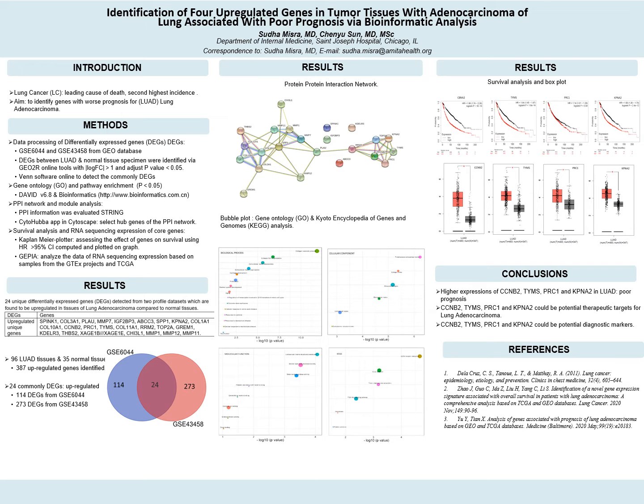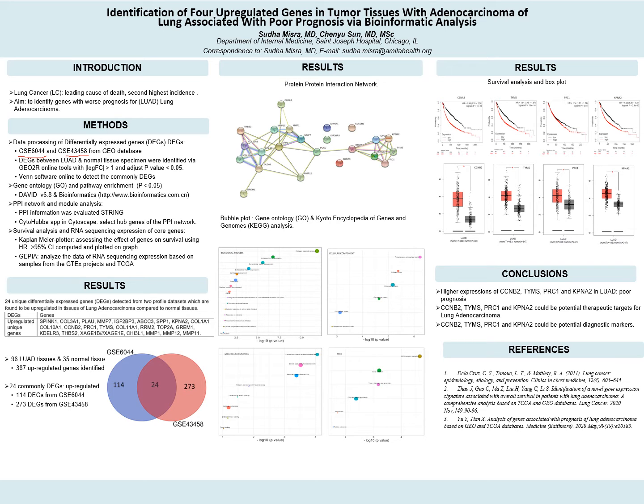Methods. For this analysis, we used data processing of differentially expressed genes, or DEGs. The data for this analysis was obtained from GEO database, which is an NIH-maintained database which stores all the unique genetic identifiers for different kinds of conditions. The two datasets that we accessed for the analysis were GSE 6044 and GSE 4358.